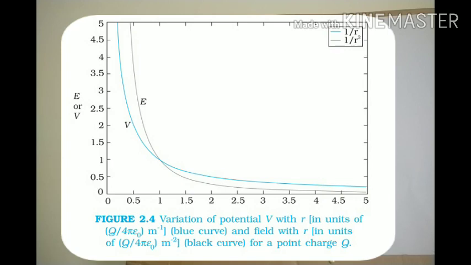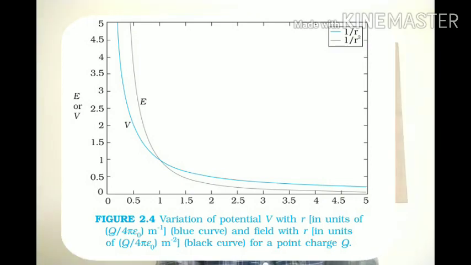Otherwise the concepts are different. But numerically, E and V both will be similar for R equal to 1. For R less than 1, E is going to be higher than V. But for R greater than 1, we notice that E is smaller than V. Sometimes in the exam, this graph is also asked. So make sure that you are understanding this. I hope the concepts were understood.